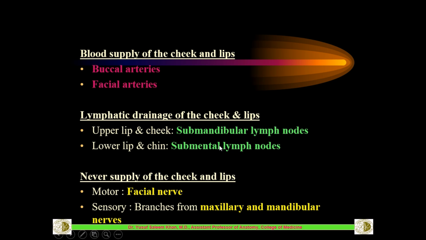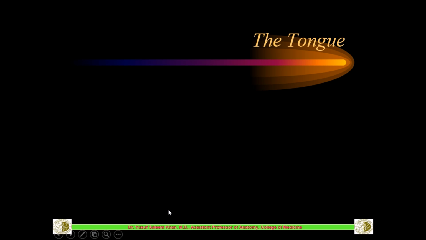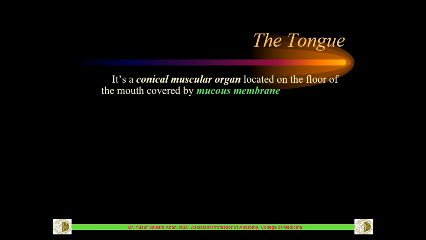Coming to the nerve supply of the cheek and the lips, the motor nerve supply is mainly by the facial nerve, and the sensory supply will be from the branches of the maxillary as well as the mandibular nerves. Now coming to the tongue.